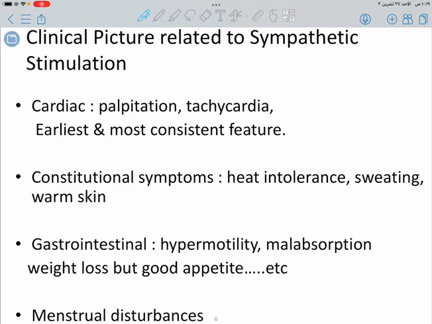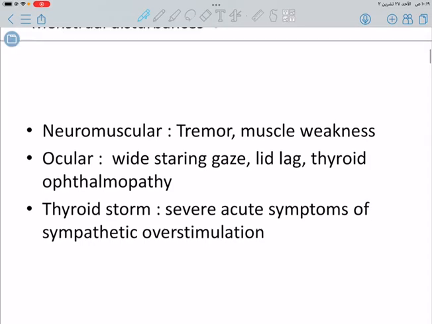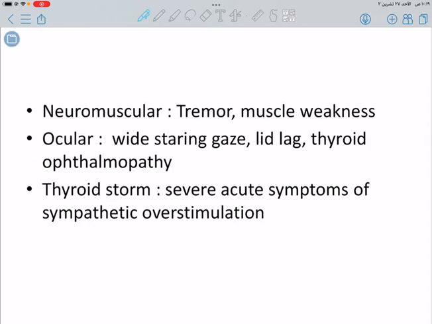Heat intolerance, sweating and warm skin, hypermotility, malabsorption, weight loss, despite good appetite, they start to lose weight. عشان هيك أكثر الناس اللي عندهم thyrotoxicosis are skinny, يكونوا كثير إنهار. And in females, they might present with menstrual disturbances, neuromuscular tremors and muscle weakness.